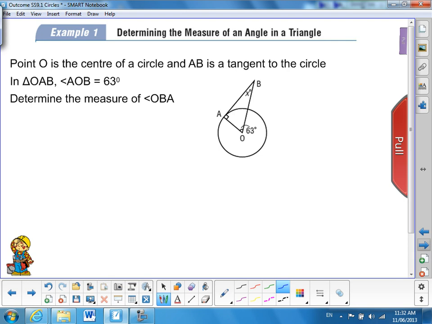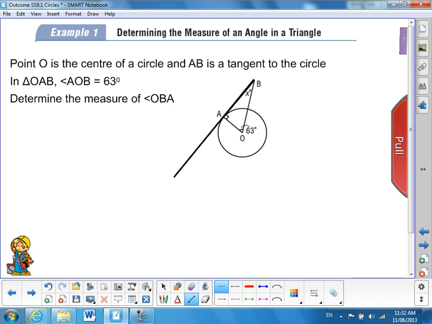All right, so point O is the center of the circle. AB is tangent to the circle. If you need to extend that line to make it look a little easier for you, you can do that, but that's saying that the line AB is tangent to the circle. That makes point A the point of tangency.